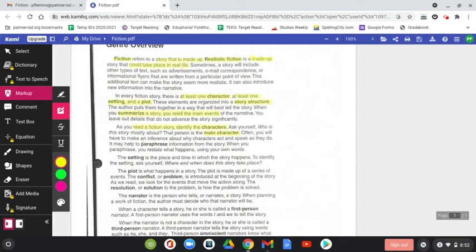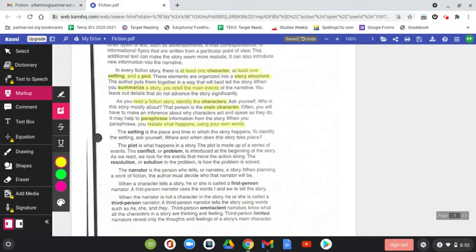It may help you to paraphrase your information. When you paraphrase information, you're restating what happens using your own words. And I think a lot of you, when we do summaries or when we paraphrase what happened in the chapter or what they said, try to take it word for word from the book or the story. When you paraphrase, it's your own words.